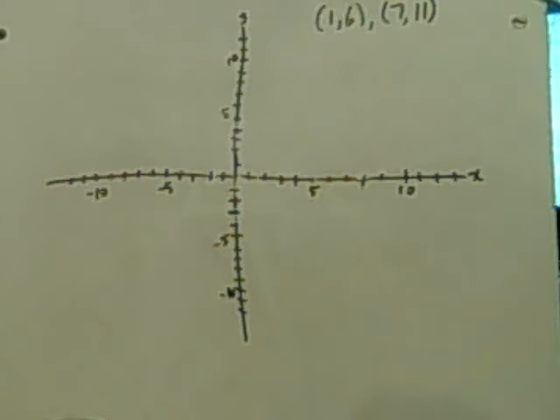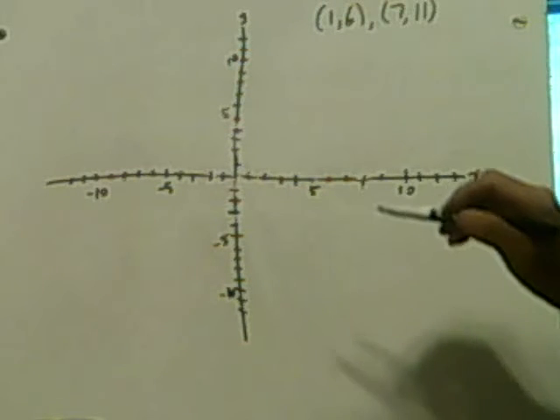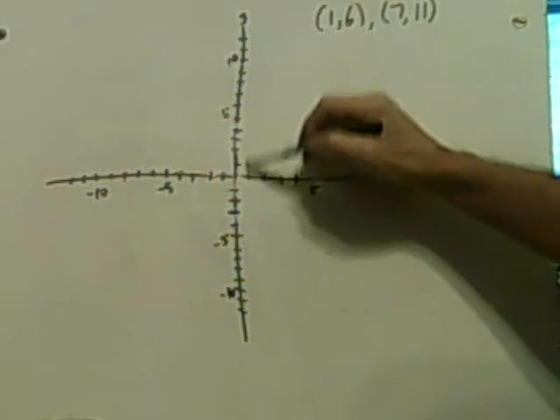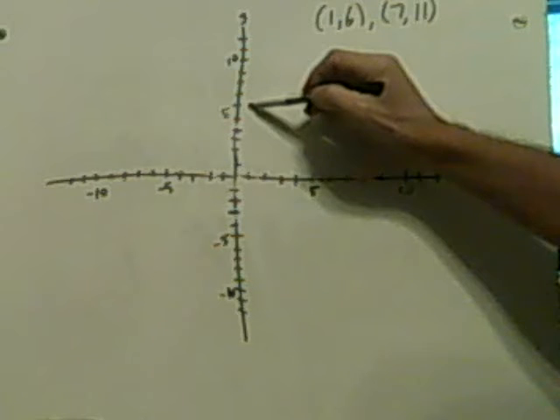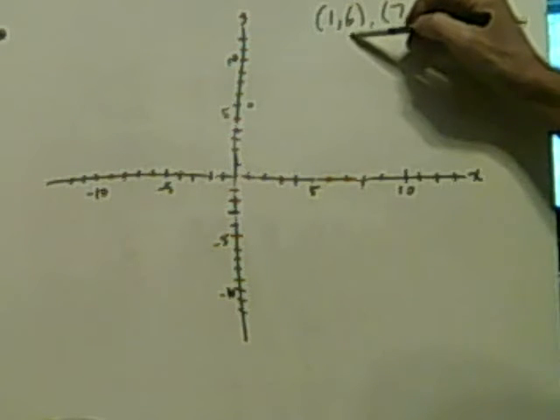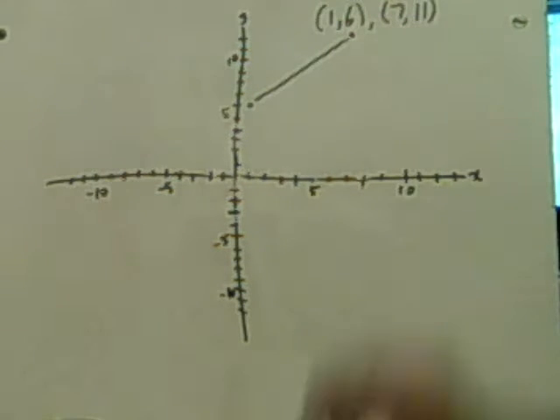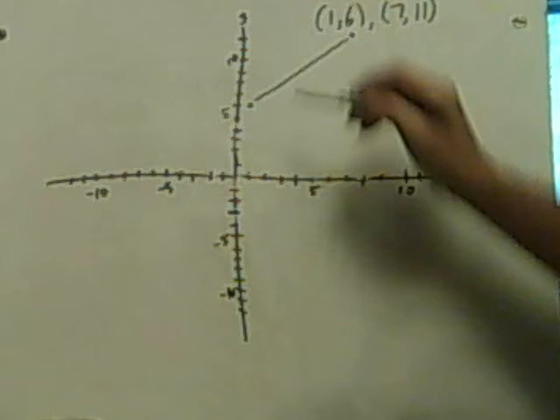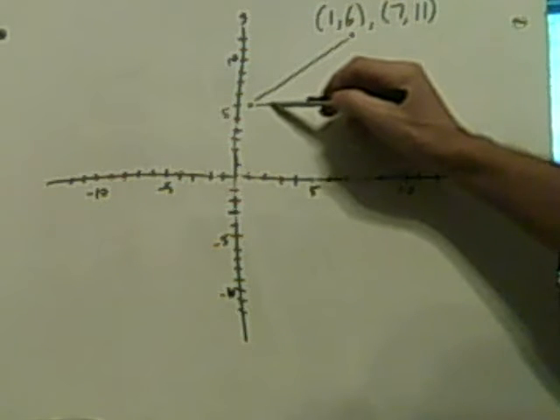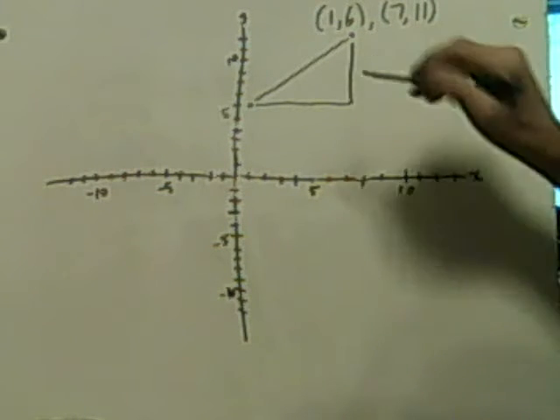So first let's just plot that out, okay? Because pictures help a lot. So you get the first point, (1, 6), that's here. The second point, (7, 11), that's up here. So the line we're talking about is a line that goes like this. And they want to know, what is the slope? Well, the slope, like I said before, is defined a couple different ways.